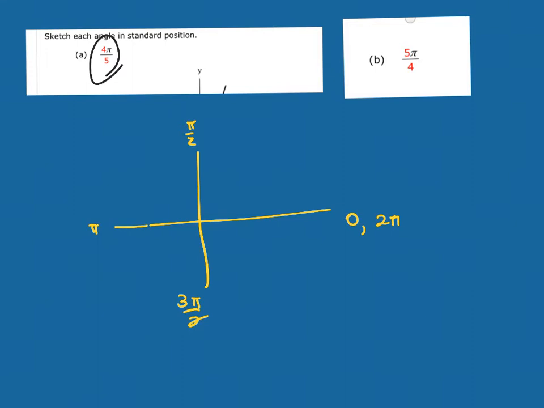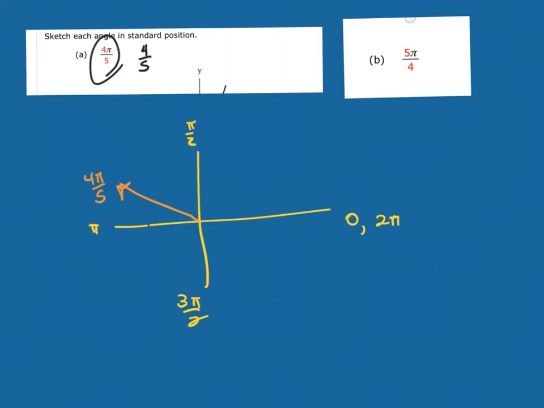So 4/5 is obviously bigger than 1/2, right? But it's less than 1, which means it's in which quadrant? Quadrant 2. It's pretty close to the x-axis because it's just shy of it. So I can approximate it to be somewhere over there.